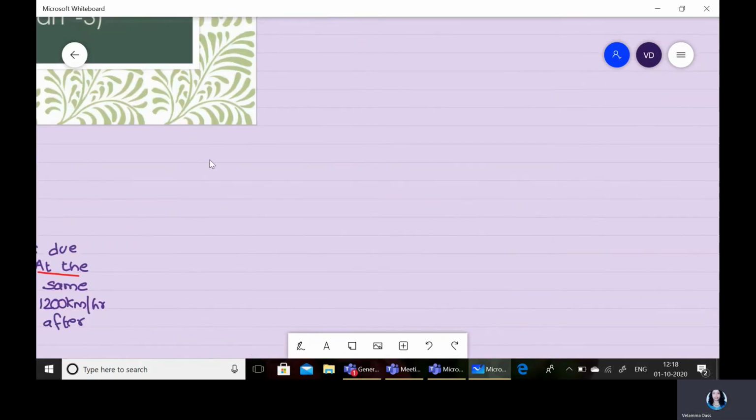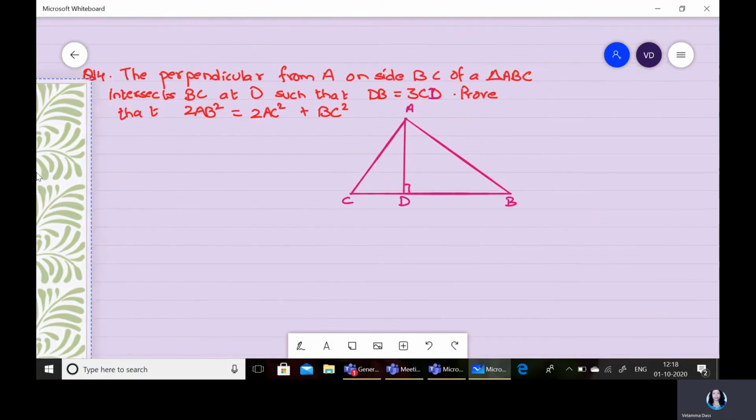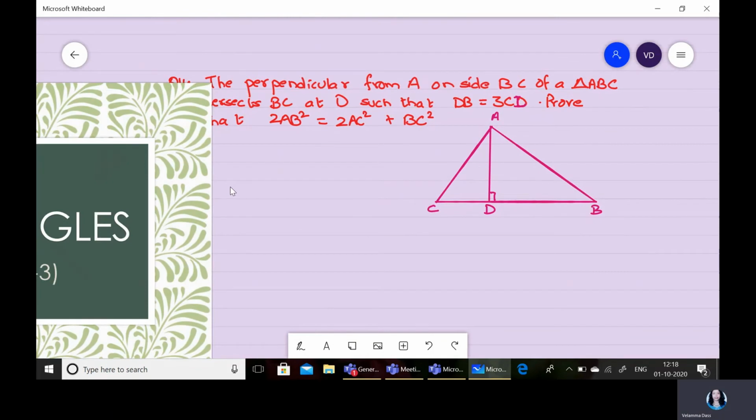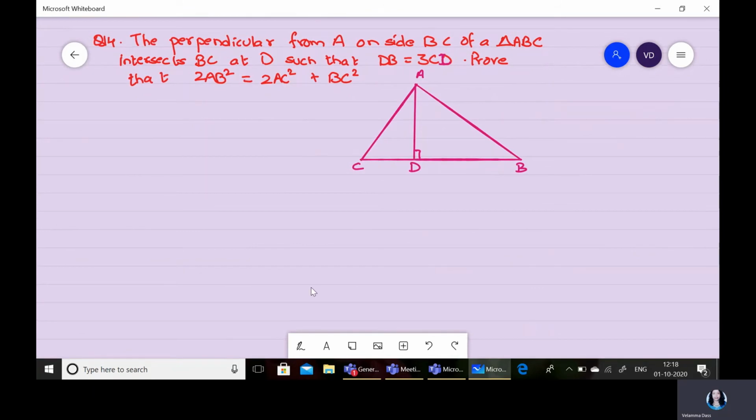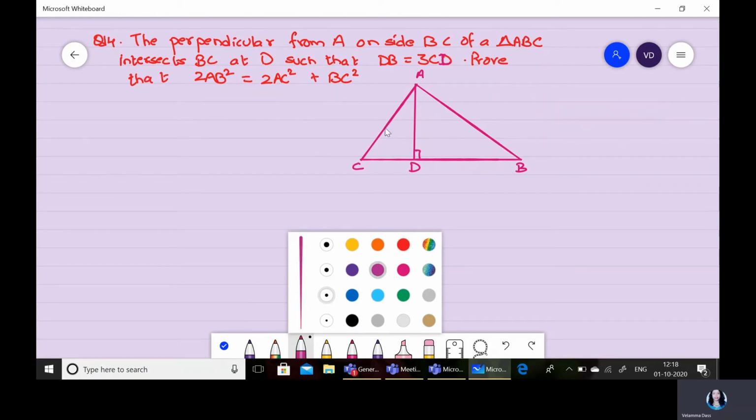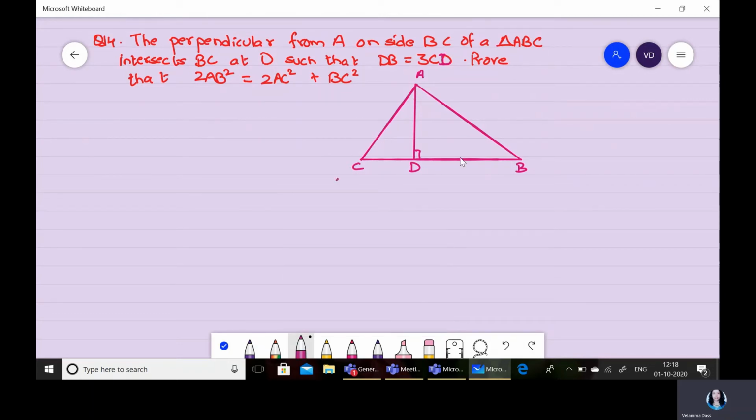Let's move to the next sum, students. And the next sum here is question number 14, which I'm going to do here. Just one sec. So question number 14 says that the perpendicular from A on side BC of triangle ABC. So there is a triangle ABC. The perpendicular is from A to the side BC. So here AD is perpendicular to BC, we come to know. There is a relation given that BD is thrice of CD.